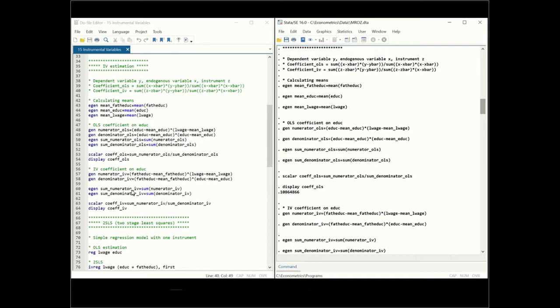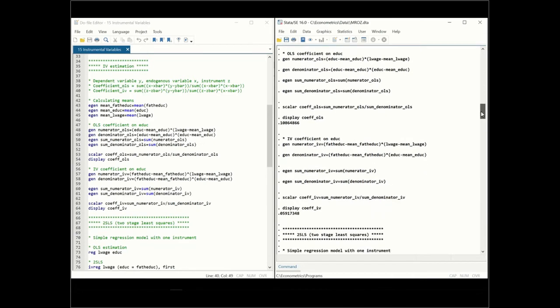Now, for the IV coefficient on education, what we have in the numerator is the covariance of father's education and log wage. So basically the covariance of the instrument and the dependent variable. And in the denominator, we have the covariance of the instrument and the endogenous variable. So basically the covariance of father's education and education. And then we are basically dividing the numerator by the denominator, and this is how we are going to be calculating the coefficient using the IV approach.